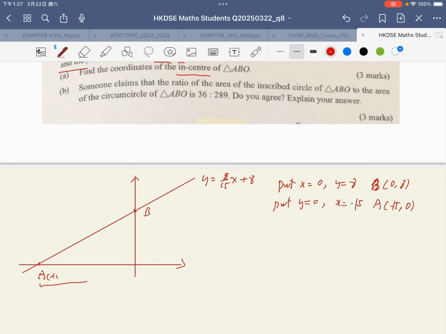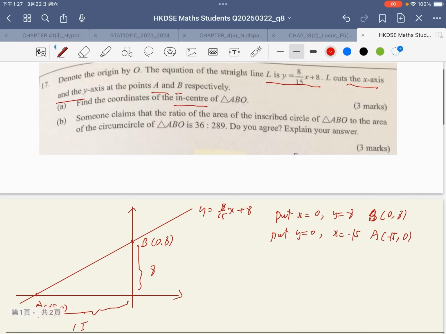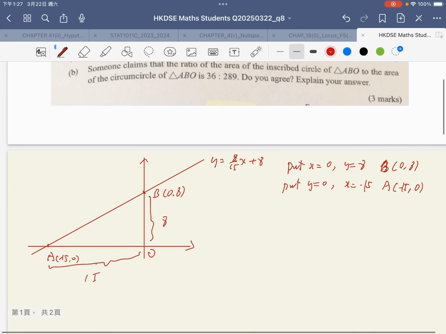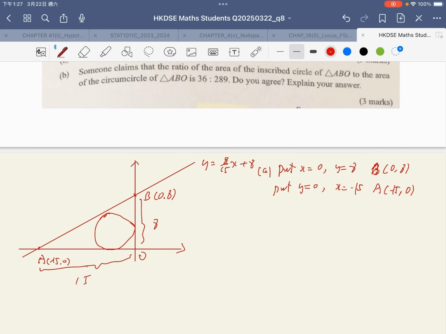That means, okay, I write this. The length of this one is 15. The length of this one is 8. And then find the coordinates of the incenter of triangle OAB. I think this is the incenter. And if you draw the figure, you can see that it's a standard question in DSE or even in the HKCE exam.